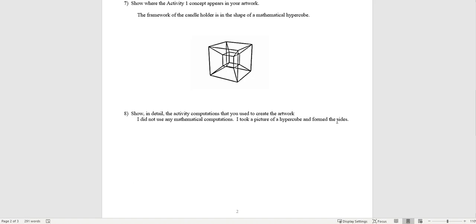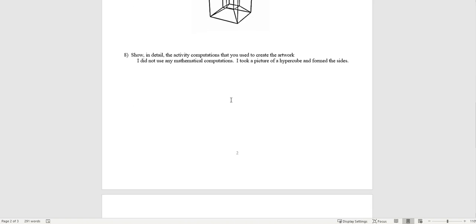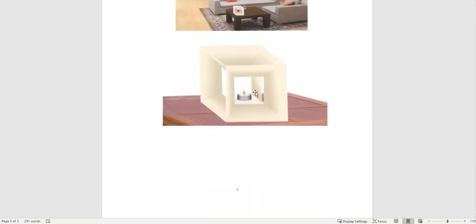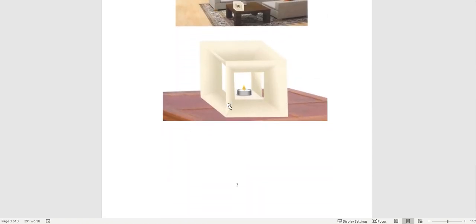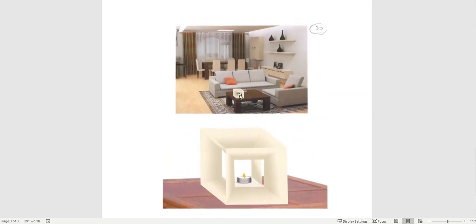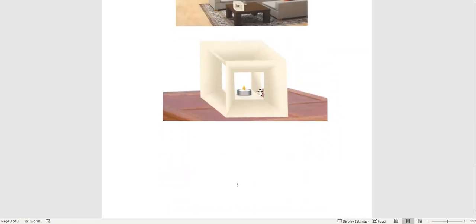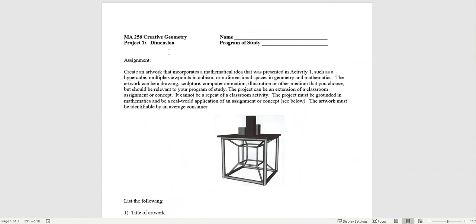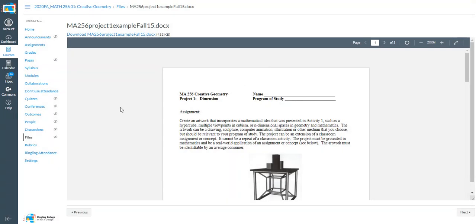And they said I took a picture of the hypercube. They say I did not use any math computations. They used math, but they didn't do any computations themselves, which is okay. That's fine. But see, here's the hyper candle that they created. You can see very easily it's in the shape of a hypercube, and that's what they would use it for. It would sit on a table in a room or something like that. So great job. This project was pretty much exactly what they were supposed to do.